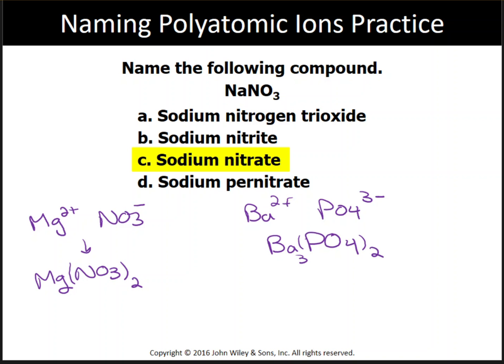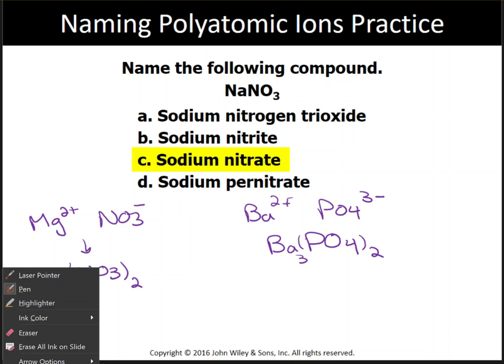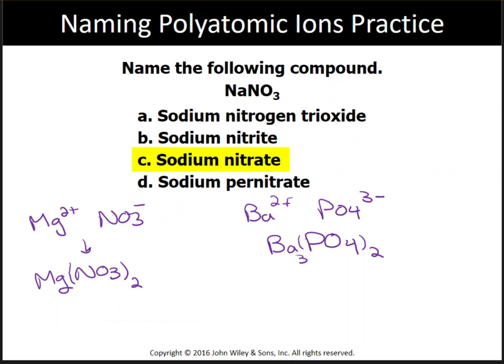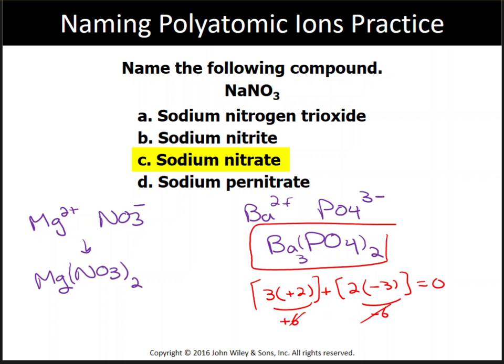Now to double check and make sure that this formula is correct, here is how you check. So you have 3 barium, each one of them positive 2, plus you have 2 phosphate ions, each one of them negative 3. This is a positive 6, this is a negative 6, which equals 0. So this is a correct formula of barium phosphate.